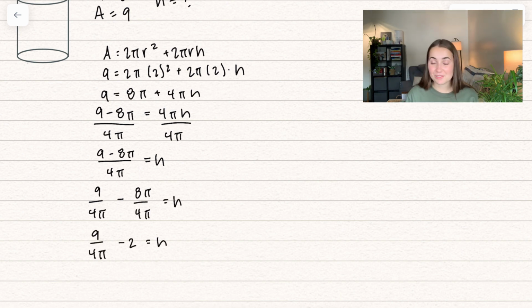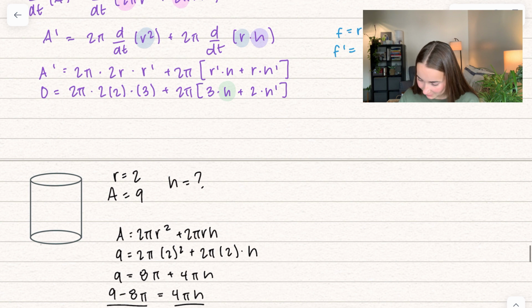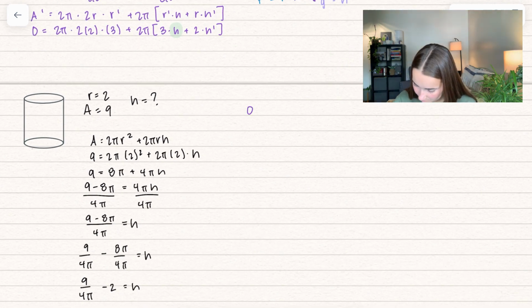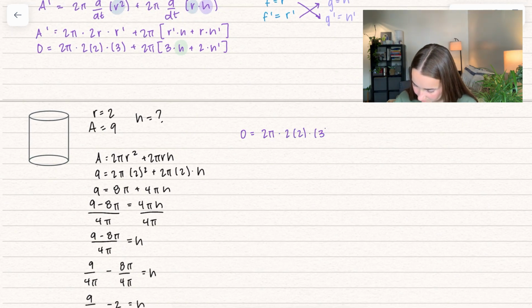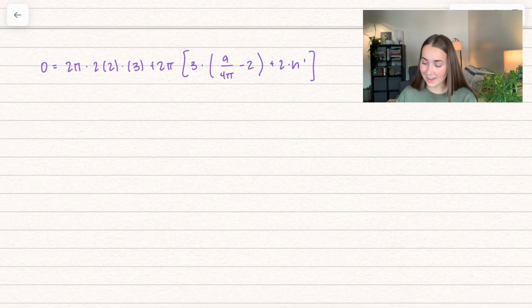Alrighty, we found what h is equal to. I'm not going to simplify that 9 divided by 4 pi because no thank you. So let's go ahead and fill in what that value of h is equal to. Alrighty, we got a nice big equation here. Let's go ahead and start doing some math.